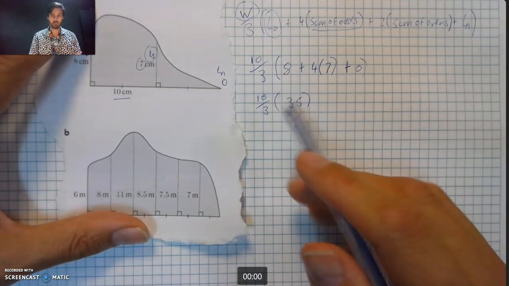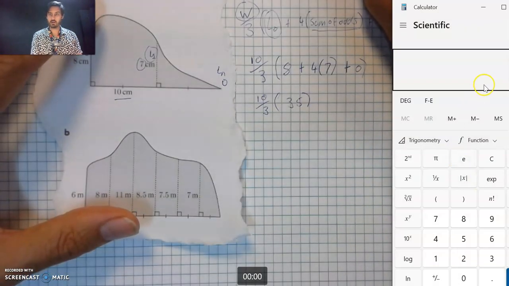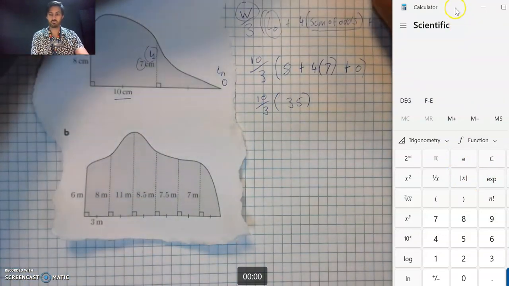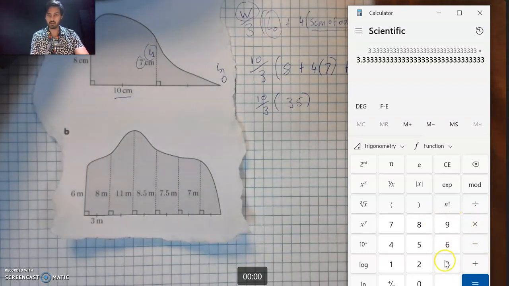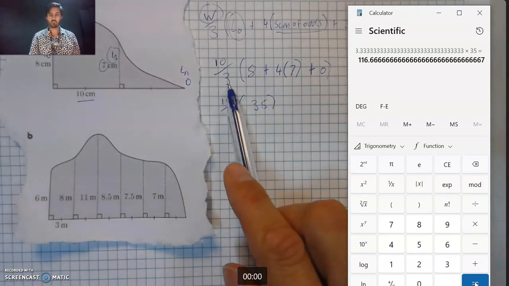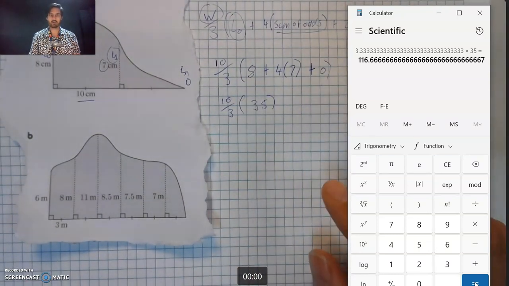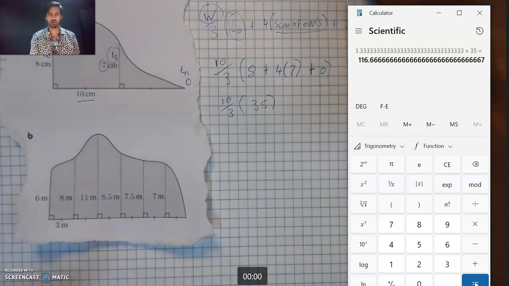All right, and then we would do in our calculator, which I can get up for you now. I'm just going to move that. So we're going to do 10 divided by 3 equals, times by 35. Now you can actually put this whole thing into your calculator and it'll spit out the right answer. I've just simplified it to show you the process and what we're actually doing, but please feel free to not do that.